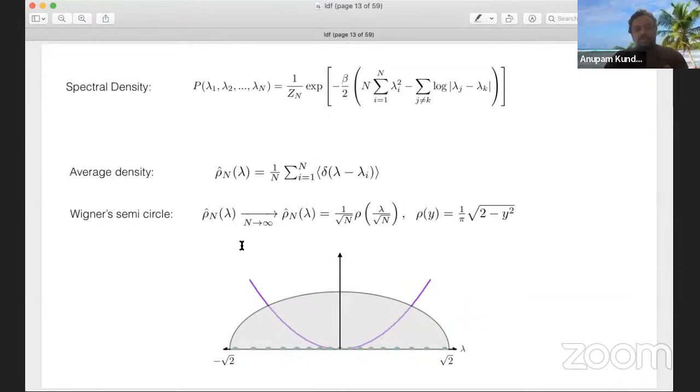Wigner showed that in the large N limit, this average density has a scaling form with this scaling function, which is a semicircle, and this is known as the Wigner semicircle. This suggests that in the large N limit these particles settle down over a finite region. It doesn't extend to infinity; it's over a finite region of space in the harmonic potential well, and that region scales as square root of N.